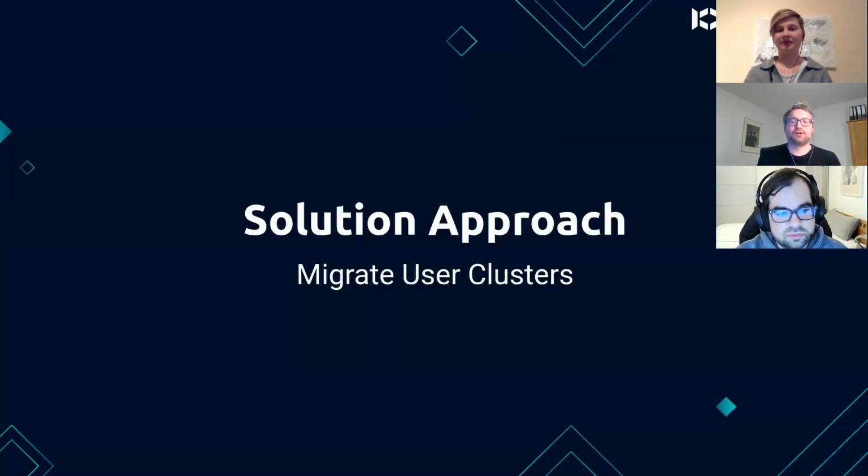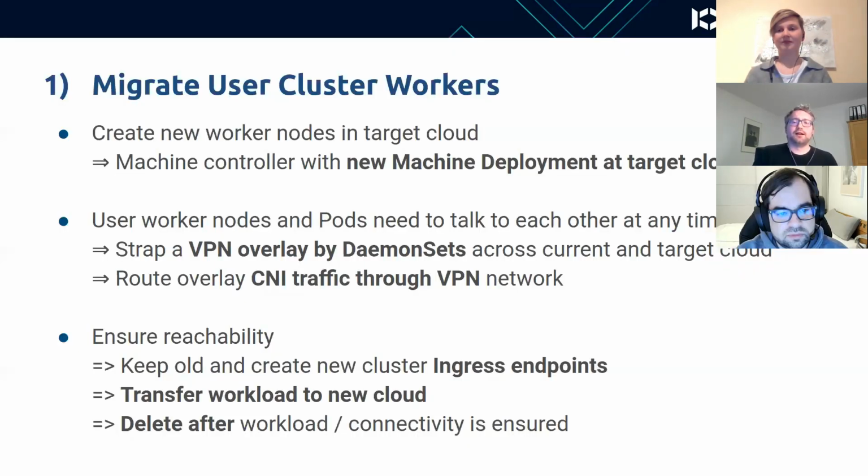All right, so how can we migrate user clusters? We have a whole bunch of simple steps that altogether are, I think, relatively complex, but the steps alone should work. So first of all, using KKP, we can just create a new machine deployment in the cluster, which is this CRD that the machine controller then takes and creates new worker nodes in the target cloud, in our case GCP, right?